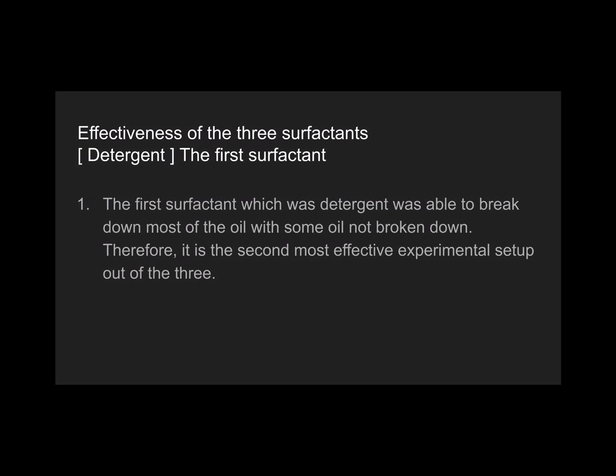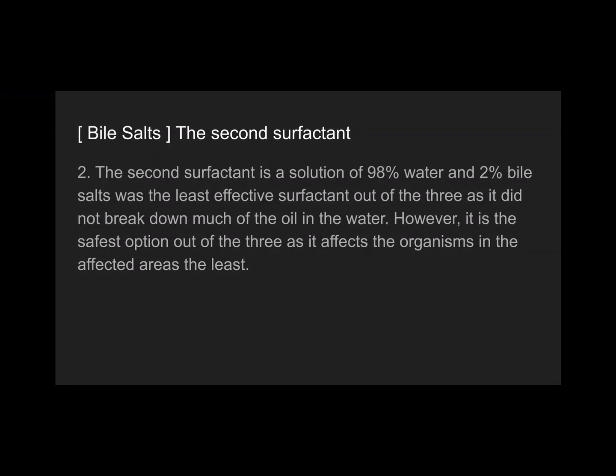Effectiveness of the three surfactants. The first surfactant, which was detergent, was able to break down most of the oil, with some of the oil not broken down. Therefore, it is the second most effective surfactant out of the three. The second surfactant, which is a solution of 98% water and 2% bile salts, was the least effective surfactant out of the three, as it did not break down much of the oil in the water. However, it is the safest option out of the three, as it affects the organisms in the affected areas the least.